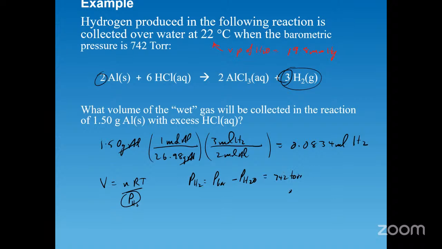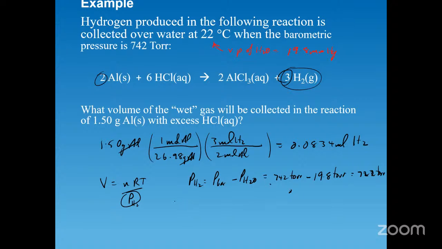I'm sorry, yeah, that's the barometric pressure. And then the vapor pressure of water, we looked it up, it's 19.8 millimeters of mercury, which is the same thing as torr, right? So let's see what that gives. 742 minus 19.8. According to my calculations, this works out to be equal to 722 torr. All right. So that would be the pressure of the water.